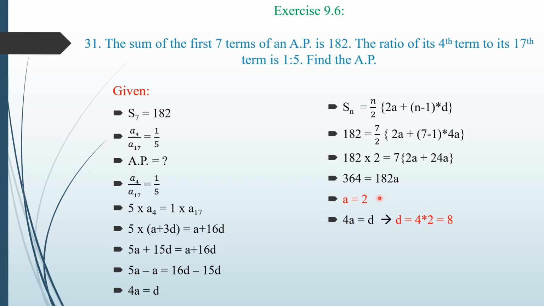Now that I know the value of a and also the value of d, I can easily form the AP. Therefore, this AP is going to be: first term is equal to a, that is equal to 2. Second term will be a plus d, that is 2 plus 8, that is nothing but 10. Third term I can get as second term plus common difference d, that is 10 plus 8, which will be equal to 18, and this will go on.